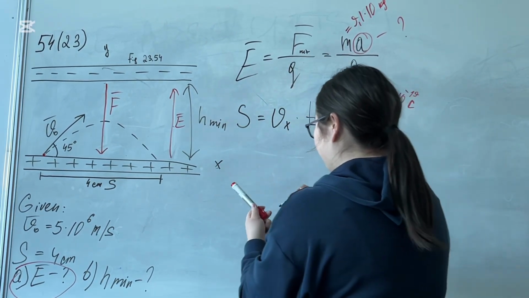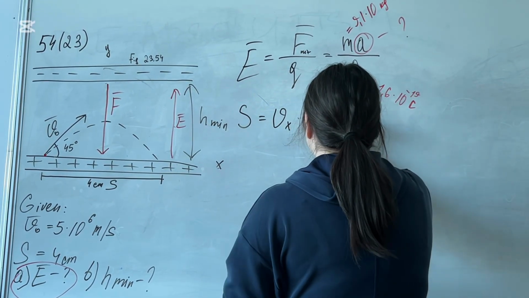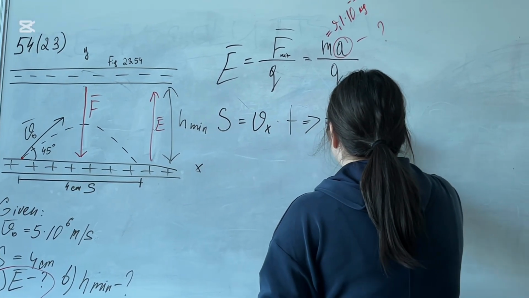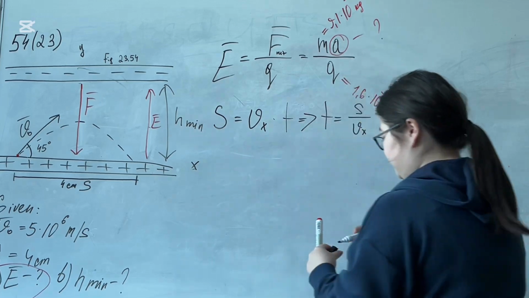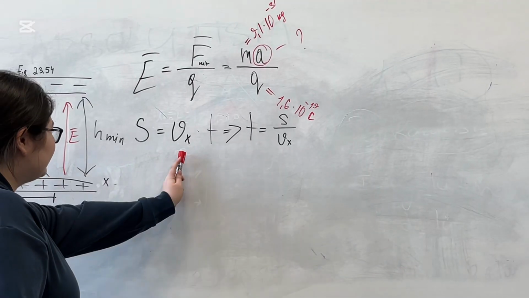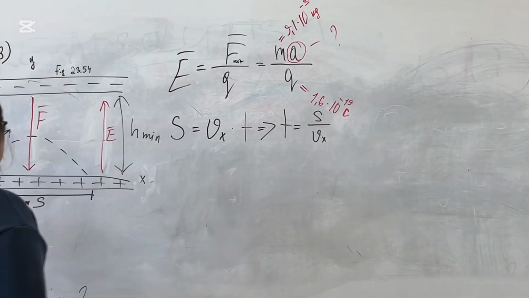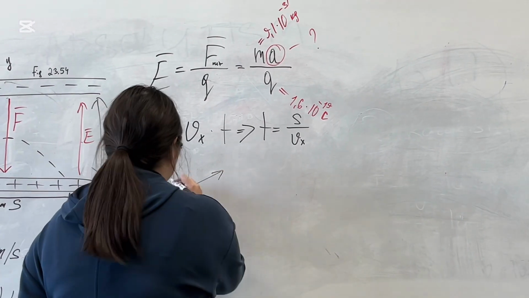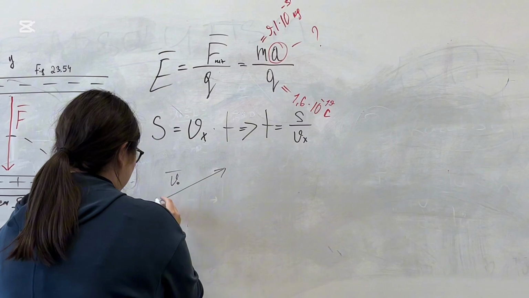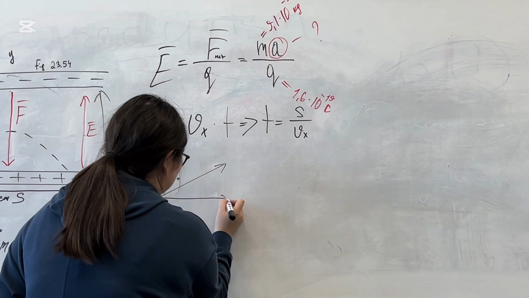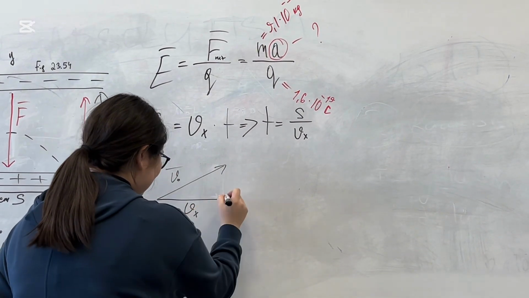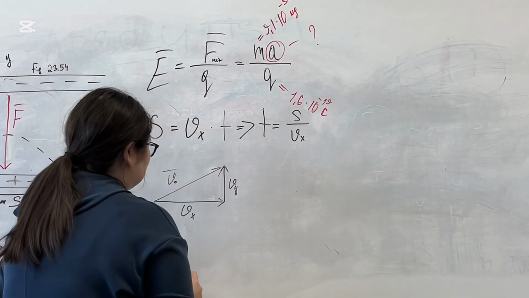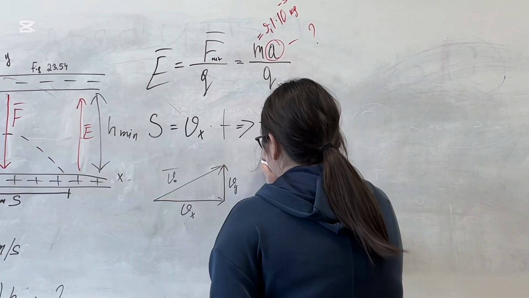Here, I wrote the formula for the time. From this, we can see that t is equal to s divided by Vx. In order to find the velocity along the x-axis, let's draw the velocity components. We have V0, we have the velocity along the x-axis, and we have the velocity along the y-axis.